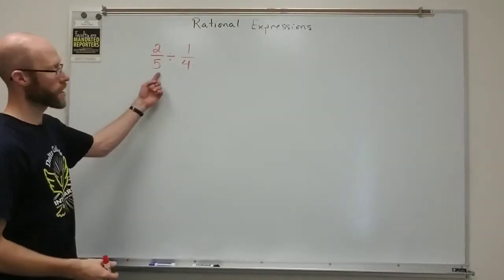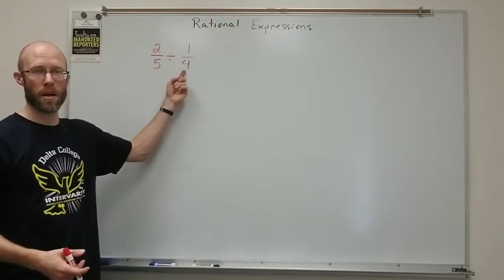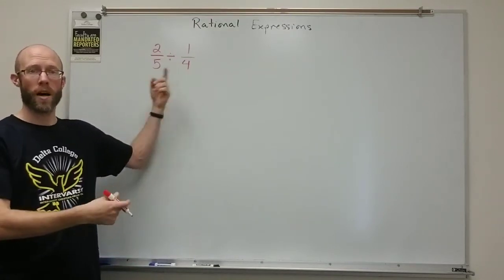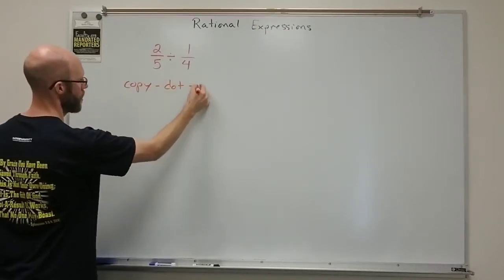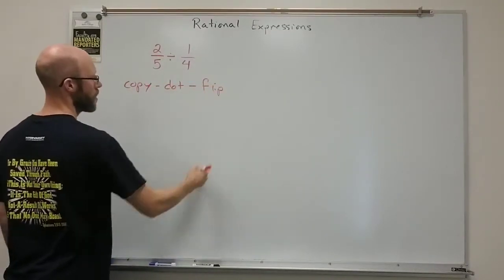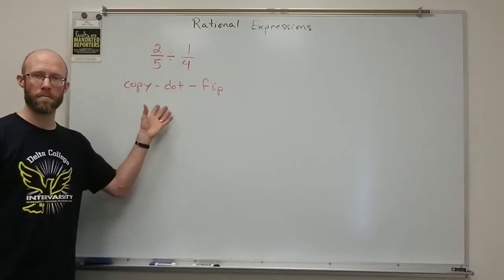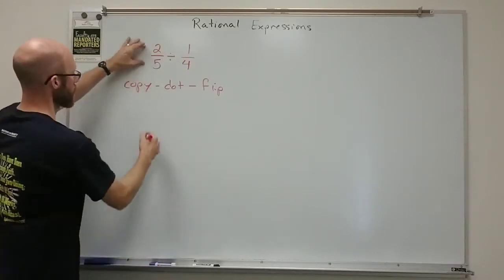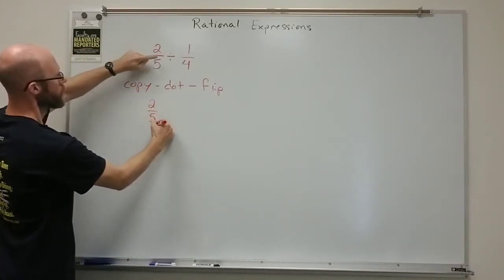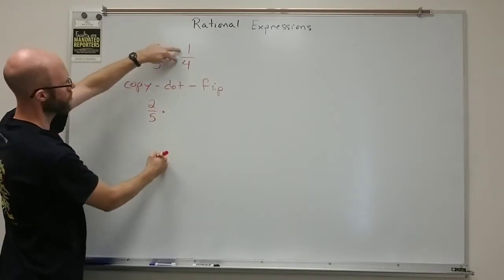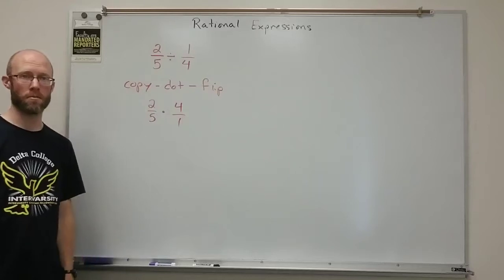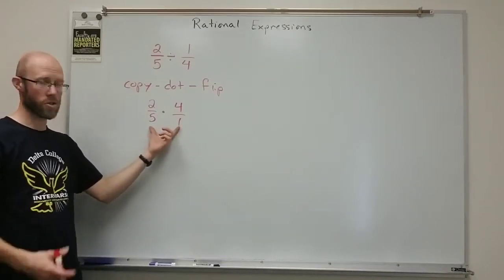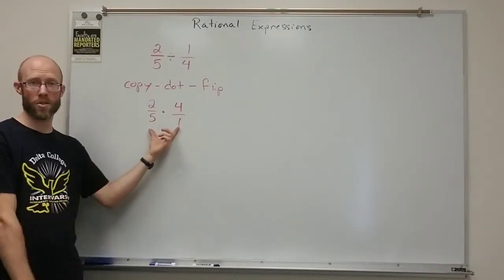So when dividing, we multiply by the reciprocal of the second one. I often call this a copy dot flip idea, or copy dot flip method, okay? And so I would copy the first fraction, change the divide to a times, and then flip the second fraction. You're multiplying by the reciprocal. Then you just go through the multiplication process that we just saw.